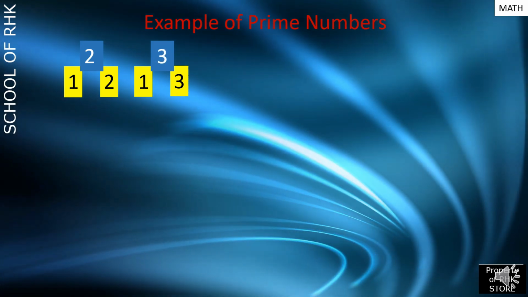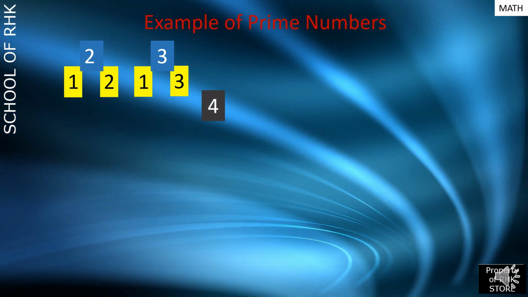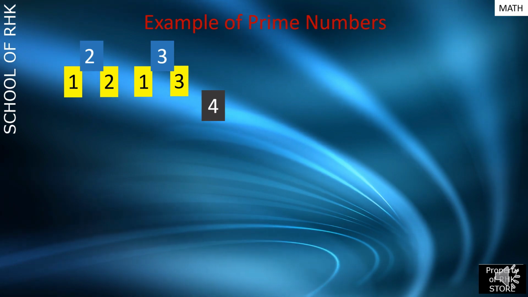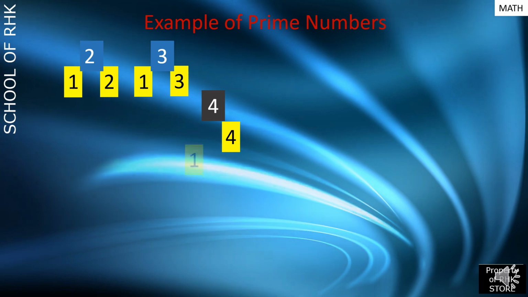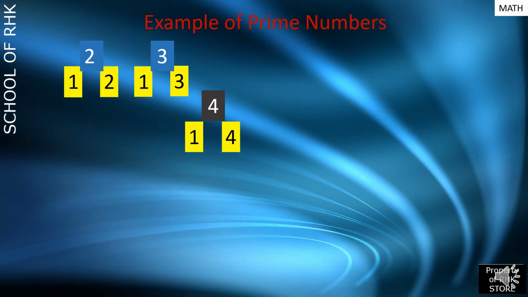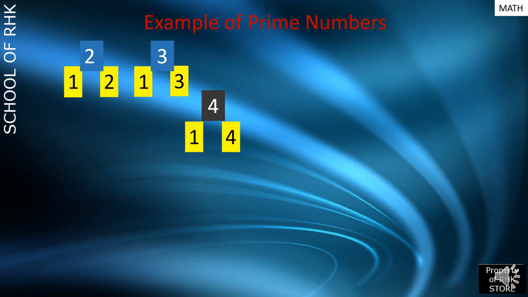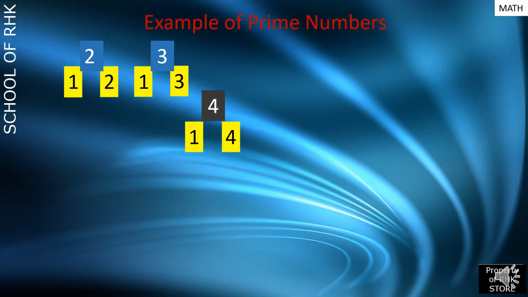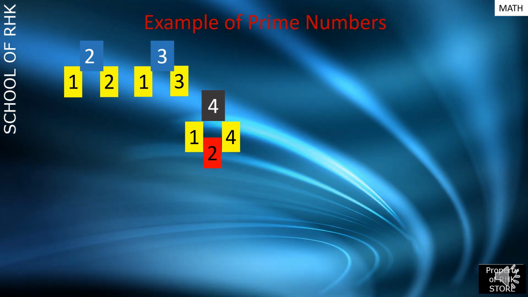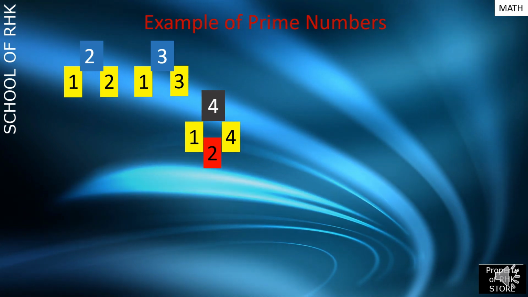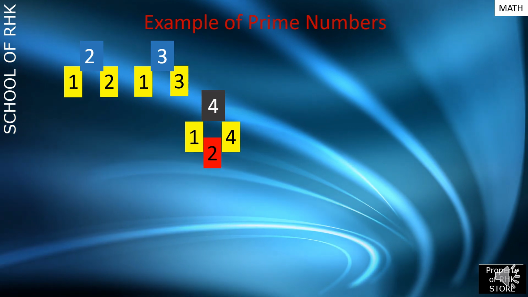The next number is 4, which is a positive integer. But dividing 4 by itself, that is 4 and 1. Apart from these two integers, 4 is also divided by 2 and it will not end up with any remainder. So 4 is not a prime number.